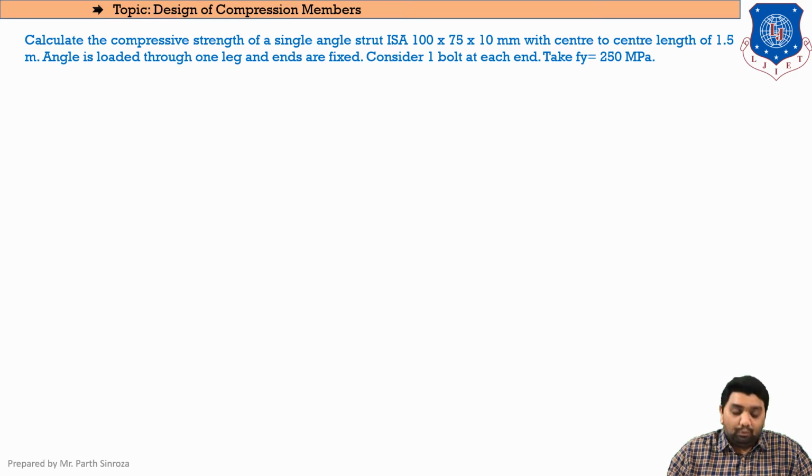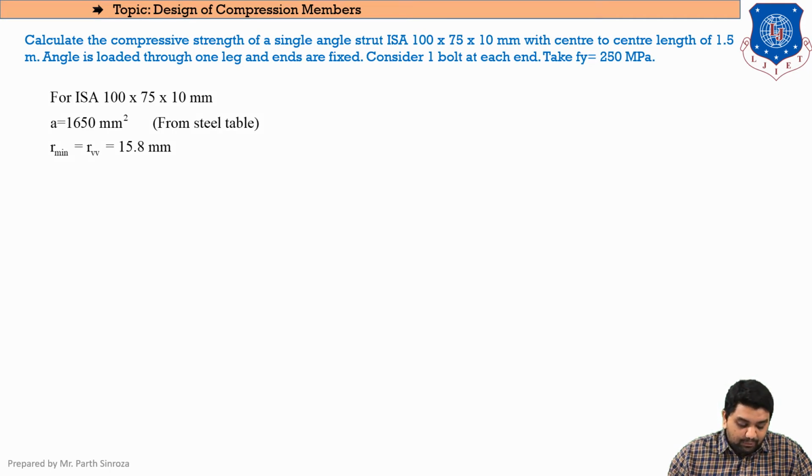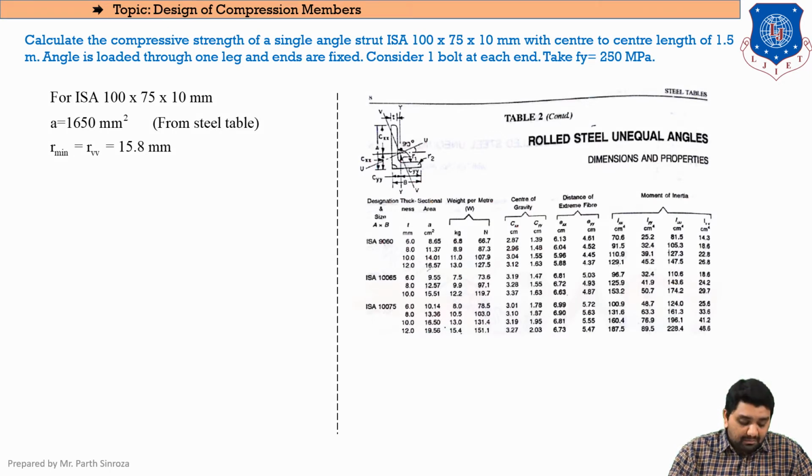The first step will be to find the area and radius of gyration for this section, 100 cross 75 cross 10. So moving on to your steel table, from page number 8 you can see that ISA 100 cross 75 is mentioned, and from the third row it is given for thickness 10 mm. So the sectional area, that is the gross or total area, comes out to be 1650 mm square.